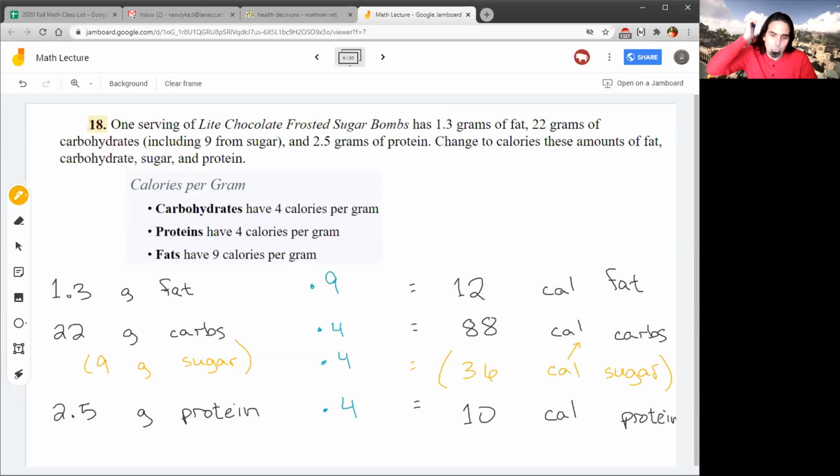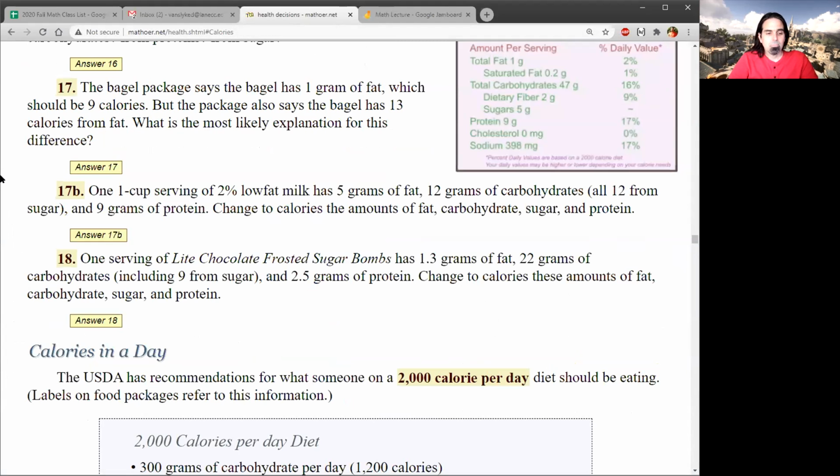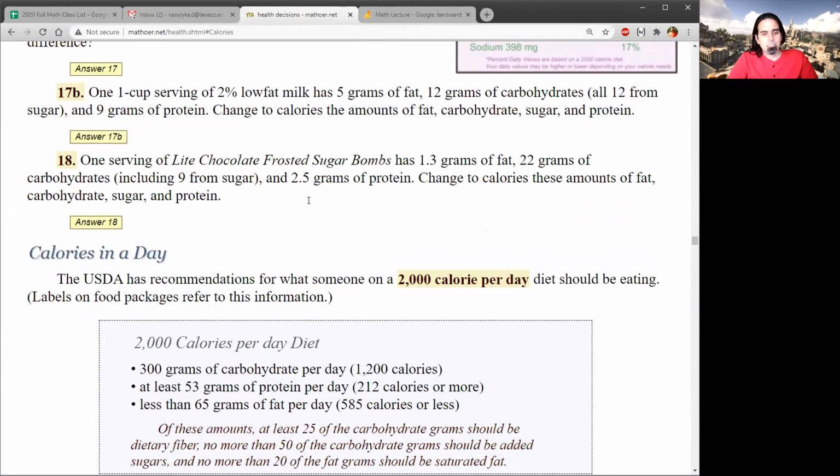I'm writing in yellow to remind us that the sugar calories are included in the carbohydrate one. If someone asked, what's the total number of calories in our serving of cereal, I would add up the 12, the 88, so that's 100, and the 10. I wouldn't add the 36 because that's already in the 88. I don't want to double count it. Okay.